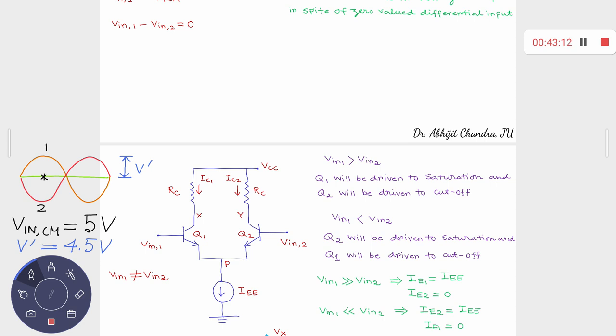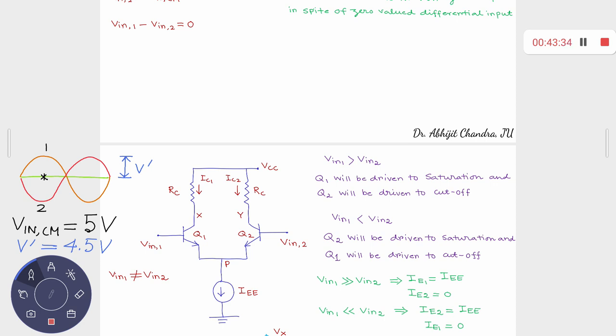That means I am just violating the small signal notion. You understand what is meant by a small signal? We discussed this one in the previous image. So the variation should be small with respect to that thermal voltage. Here the variation is large. It's riding on 5 volt and you have 4.5 volt fluctuation.